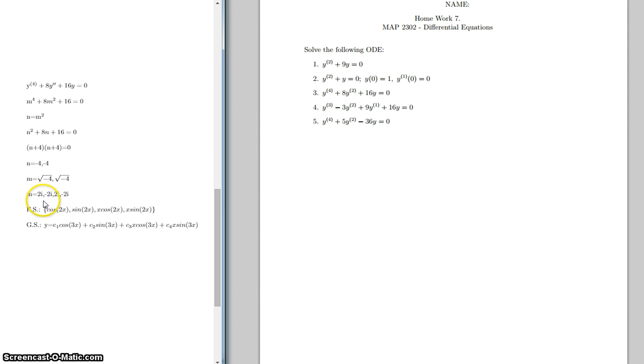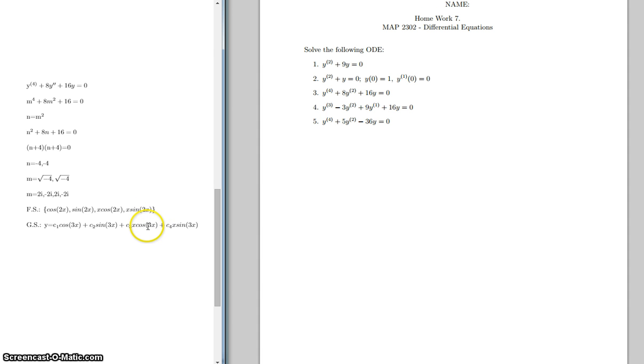So if this was plus or minus 2i, plus or minus 2i, plus or minus 2i, we would have the good old ordinary cosine 2x and sine 2x, and then we would multiply that by x, and then we'd have x cosine 2x and x sine 2x, and then we would multiply by x again, and that would add two more elements to our fundamental set of solutions, and that would be x squared cosine 2x and then x squared sine 2x. But this only repeats one time, so this is the entirety of our fundamental set of solutions.